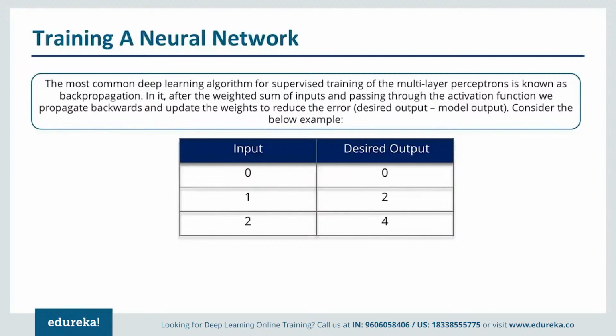What happens in backpropagation is, after the weighted sum of inputs passes through an activation function and we get the output, we compare that output to the actual output that we already know. We figure out how much the difference is, we calculate the error, and based on that error we propagate backwards. We see what happens when we change the weight. Will the error decrease or will it increase?